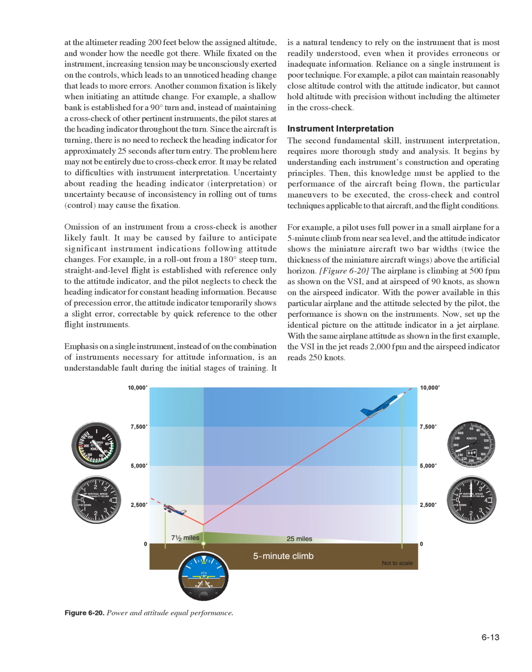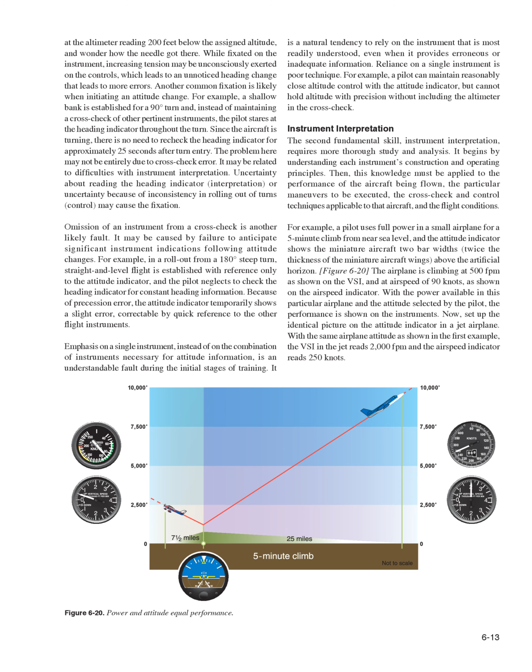Figure 6.20. Power and attitude equal performance. Emphasis on a single instrument stems from a natural tendency to rely on the instrument that is most readily understood, even when it provides erroneous or inadequate information. Reliance on a single instrument is poor technique. For example, a pilot can maintain reasonably close altitude control with the attitude indicator, but cannot hold altitude with precision without including the altimeter in the crosscheck.